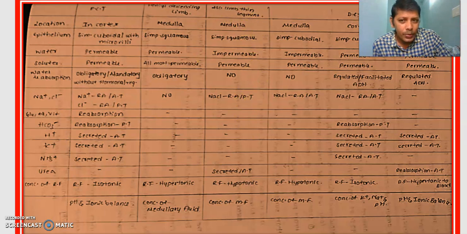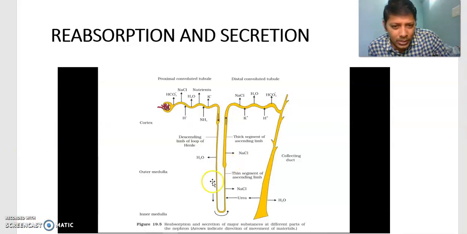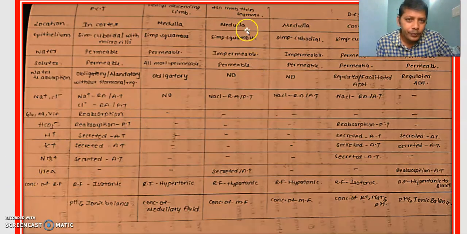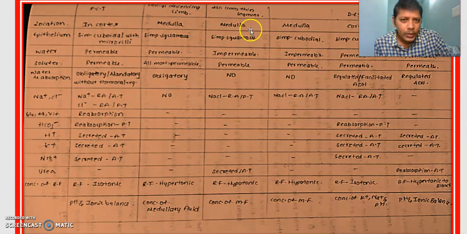Now we are focusing on the ascending limb thin segment. This is present in the medulla and made up of simple squamous epithelium. Simple squamous epithelium is present in various parts. Can you remember some more parts where simple epithelium is present? It is present in blood vessels, where it is called endothelium.